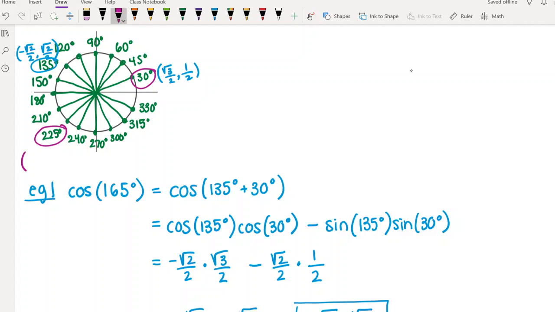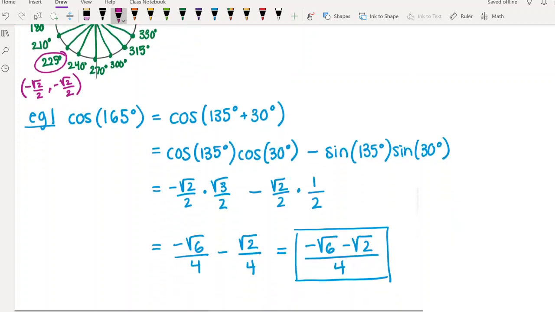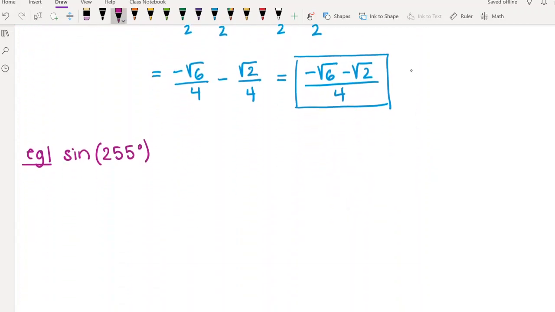So the angle 225 is a 45 degree angle, but in quadrant 3. So it's going to be negative root 2 over 2, negative root 2 over 2. So let's go and put this stuff in. So sine of 255 is going to be equal to sine of 225 plus 30.